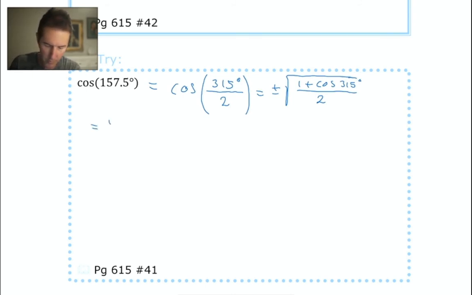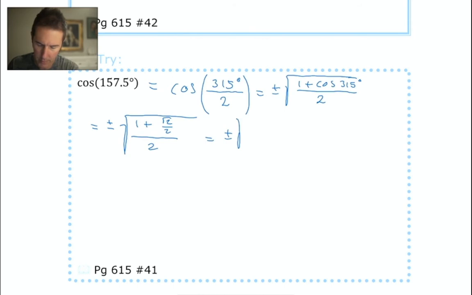So this is equal to, I'm going to save the plus or minus process for the very end. Don't try to make the decision right now. See if you can make it at the end, and let's see if we get it right. So I've got plus or minus the square root of 1 plus cosine of 315, which is the cosine of 7 pi over 4, or negative pi over 4. Cosine's adjacent over hypotenuse, that's root 2 over 2. And we have to take all of that and divide it by 2.